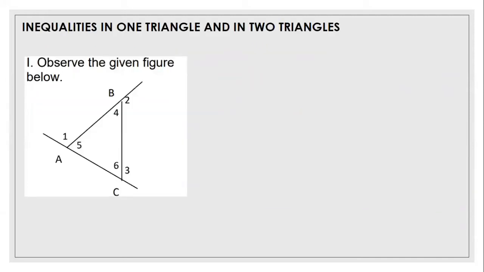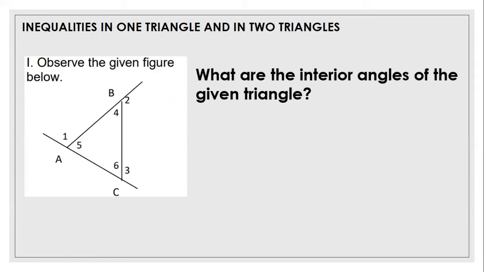So, let's observe the given figure below. Itong figure na ito. Here is the question. What are the interior angles of the given triangle? Ano daw yung interior angle? Kapag sinabi nating interior, ito po ay nasa loob. By the way, we have a triangle ABC. So, ang interior angles po ay angle 4, angle 5, and angle 6, kasi sila yung mga angle na nasa loob.